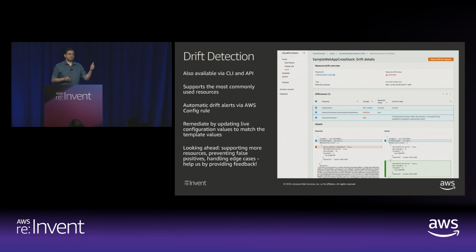Looking ahead, as I said, remediation is definitely on our radar, along with adding support for other resource types at a faster clip. And please keep providing feedback on this feature. We want to iterate really fast. The best way to do that is to use the feedback button on the console.